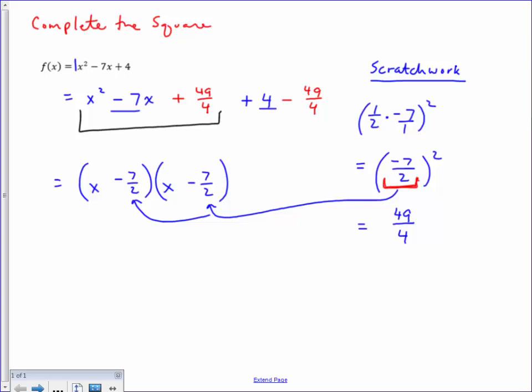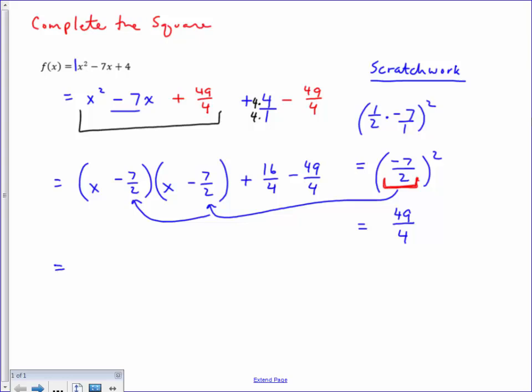Now we need to combine the 2 constant terms. We notice that we have a 4 minus a fraction. Put the 4 over 1 so that you can find a common denominator. The common denominator would be 4, so we need to multiply by an extra 4 over 4 to get that common denominator. So this would be 16 over 4 minus 49 over 4.